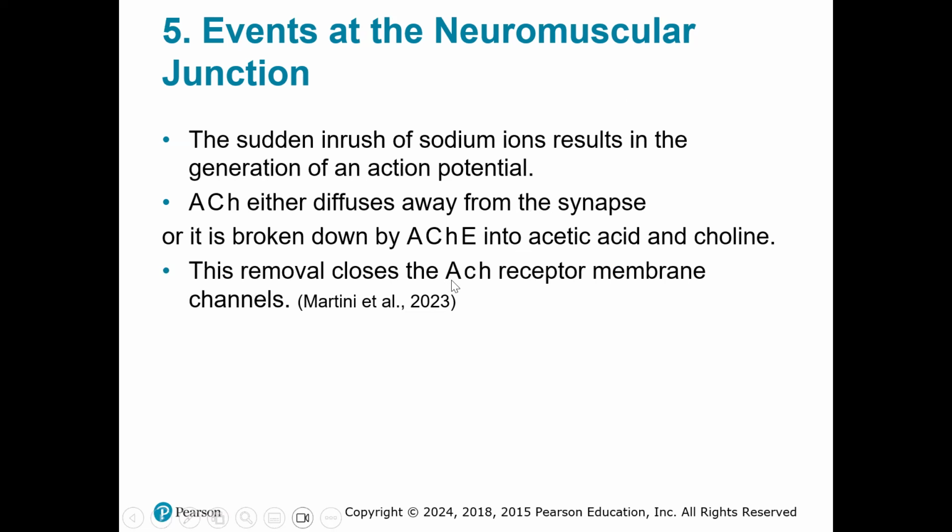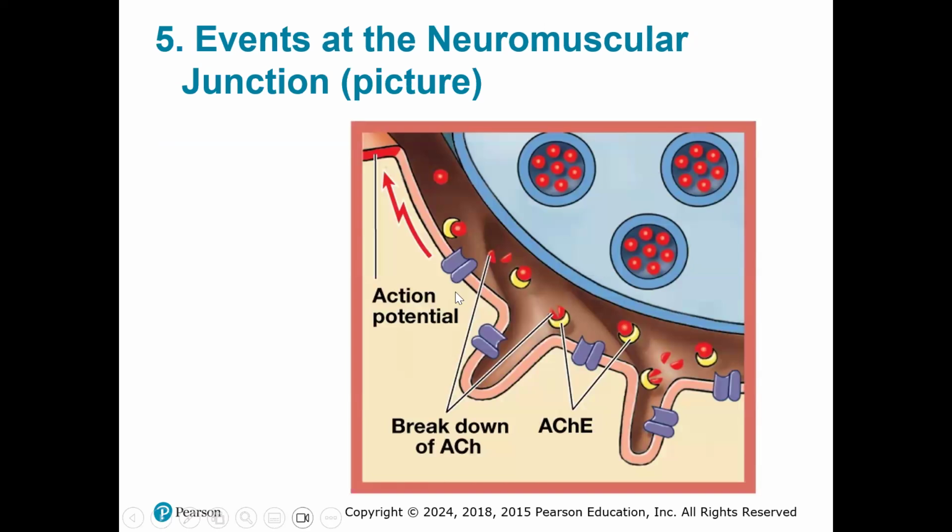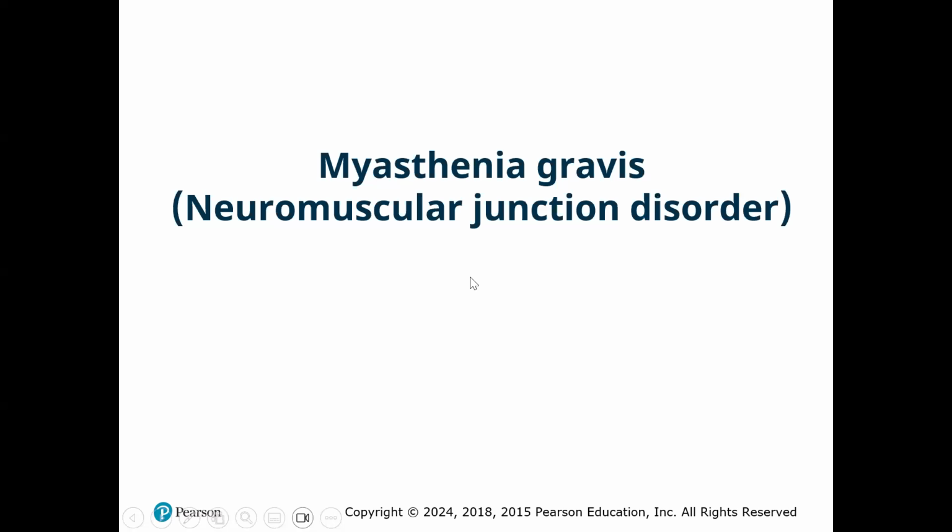So this removal of acetylcholine from the acetylcholine receptor membrane is what closes the channel. As you can see right here, the acetylcholinesterase is diffusing it, so in the end it is closing the acetylcholine gated channels.